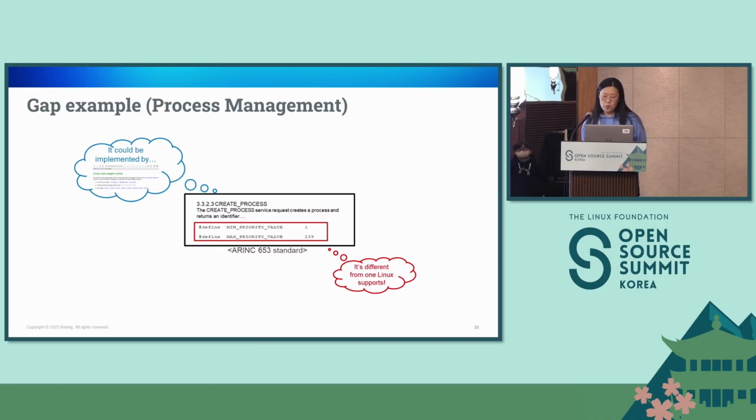This is quite different from the RT priority or the nice value range provided by the Linux kernel. So there are a significant number of gaps like this, and we will need to do some research to fill them.